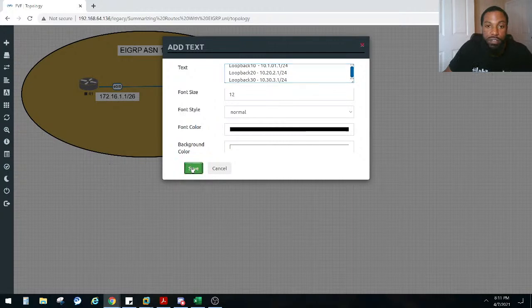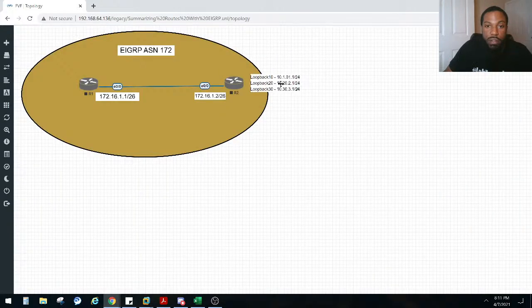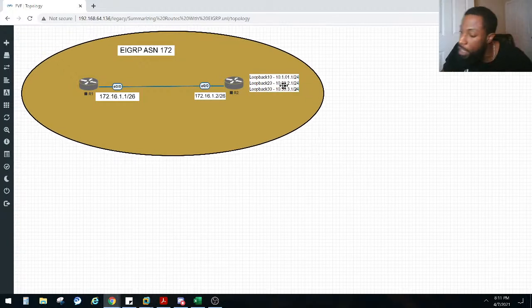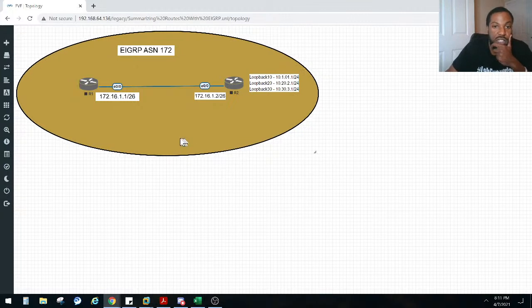Save. I think that should be it right there, right? Let's move this over right here. Again, you don't have to do the labeling and cabling like I do. So, I think that's pretty much it. Let's go ahead and power these bad boys on.